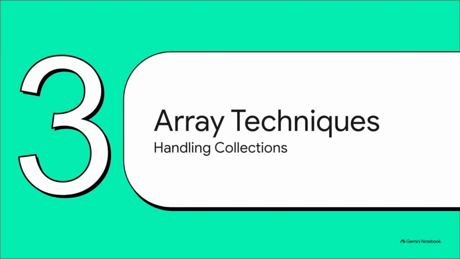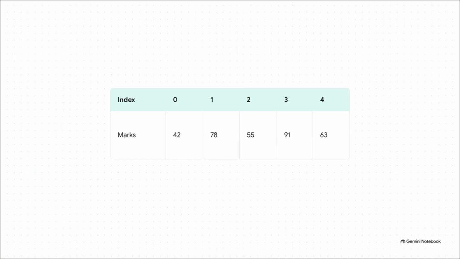Okay, let's shift gears to Part 3, 7 array techniques. It's time to open up the second drawer of our toolbox. This one is all about handling collections of numbers. To keep things super clear, we'll use a constant companion for this section, a simple array representing 5 student marks.